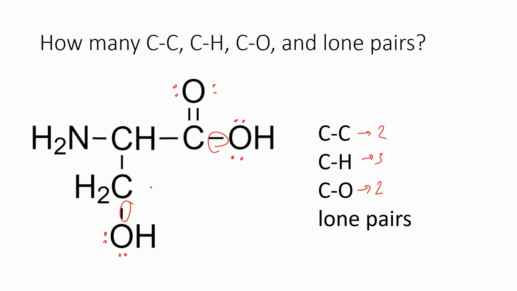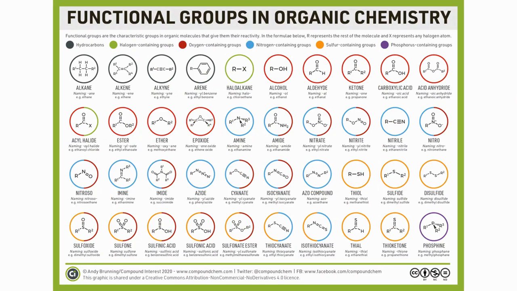So we need to draw that. Okay, so there are 7 lone pairs here. You see that? Yes? Okay. All right. So don't forget, there's 1 lone pair on nitrogen, 2 on each oxygen, 3 on any halogens.